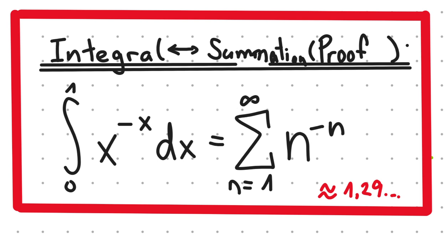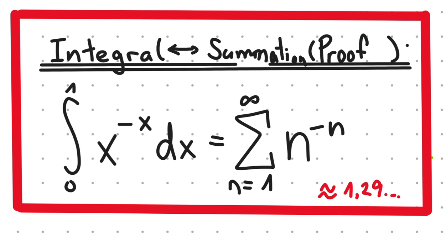In this video, we're going to talk about the integral and the summation formula of the integral from 0 to 1 of the function x to the negative x dx. That is just equal to the infinite summation where n goes from 1 to infinity of the expression n to the negative n.